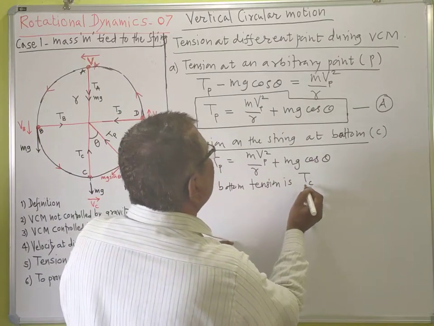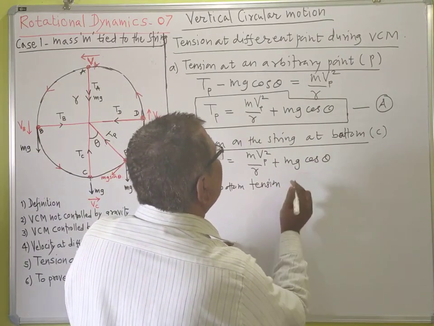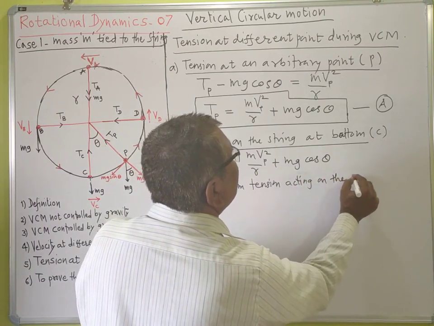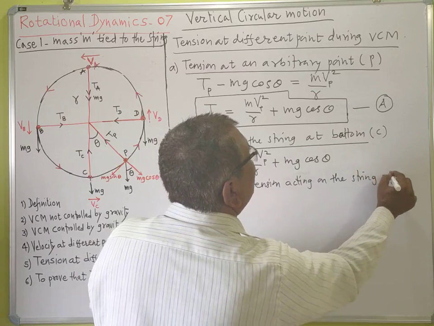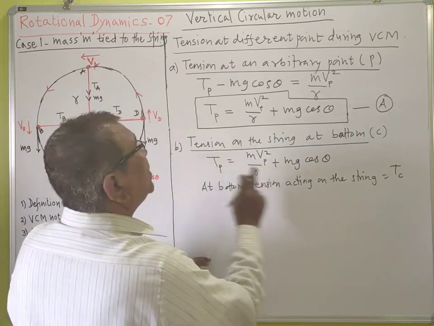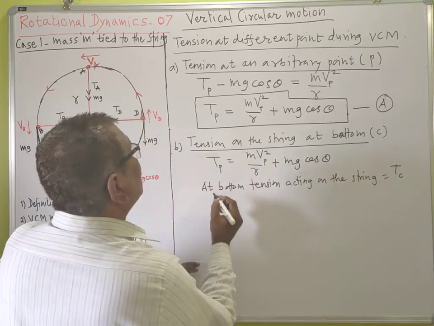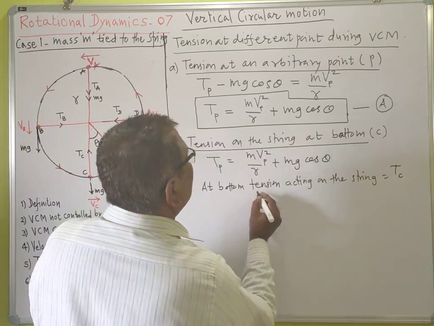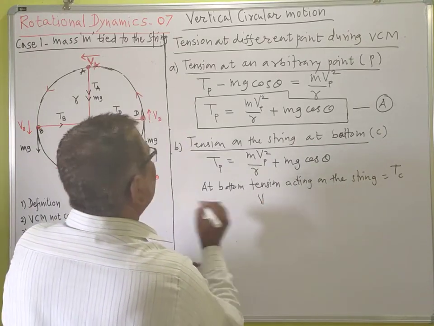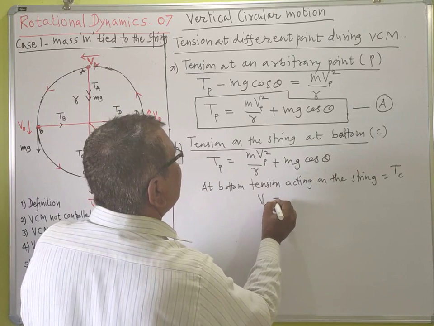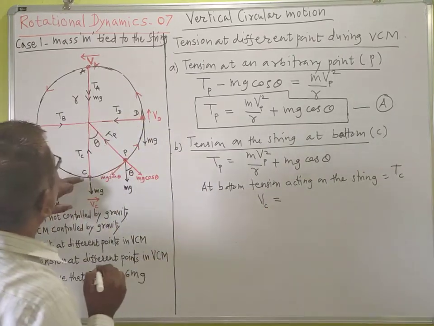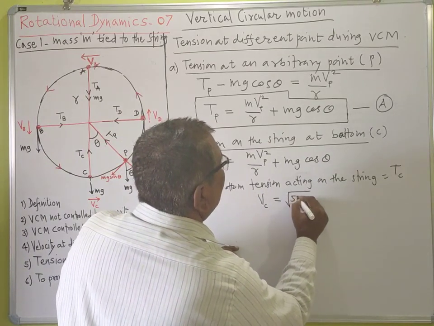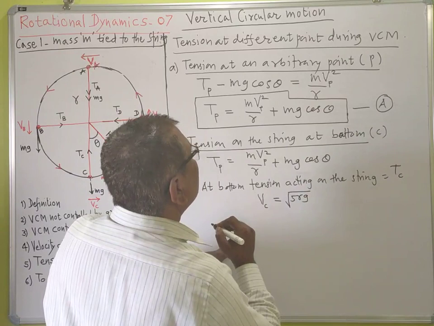Tension acting on the string, I will write like this, acting on the string equal to Tc. So instead of Tp, we'll write Tc. Velocity at bottom is Vc, that we know. What is the velocity at bottom? Which is equal to root of 5 rg.